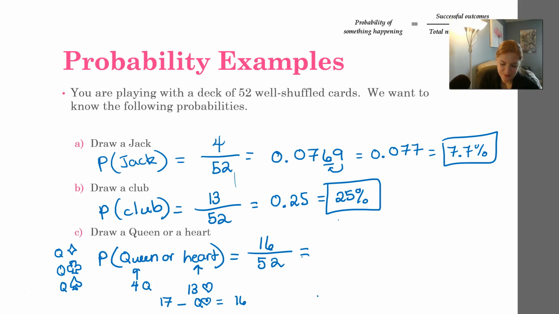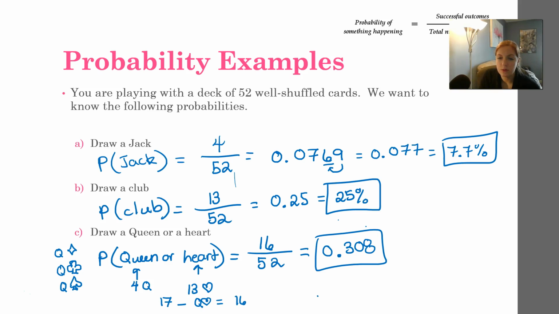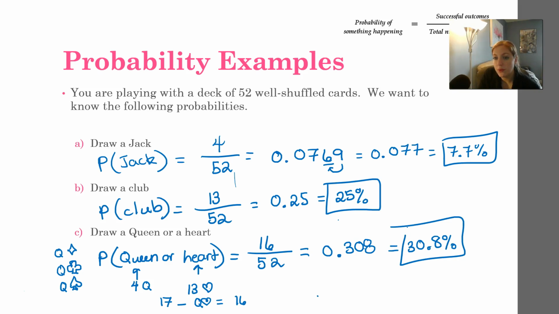Hopefully not. So 16 divided by 52 is 0.3076. So that 6 would round it up to 8. Of course, we want to change that to a percentage. Move that decimal over. 1, 2 gives you 30.8%. So pretty good probability that you're going to pull either a queen or a heart.